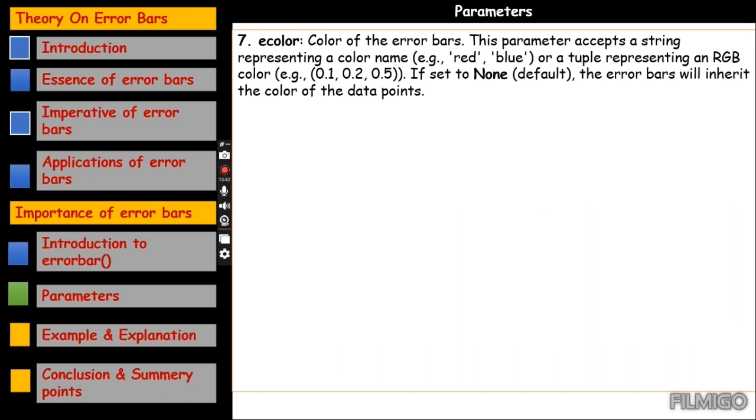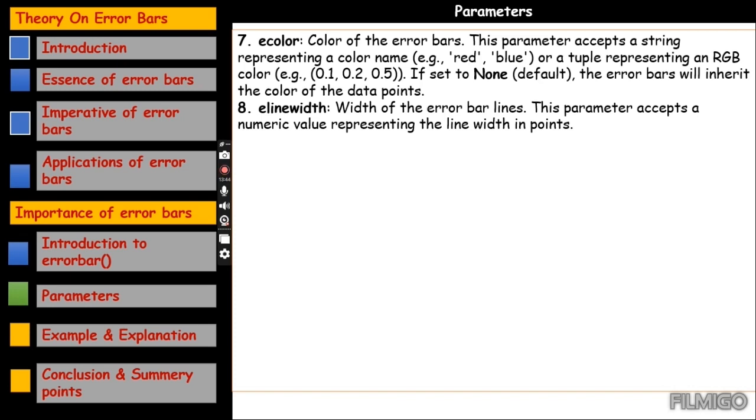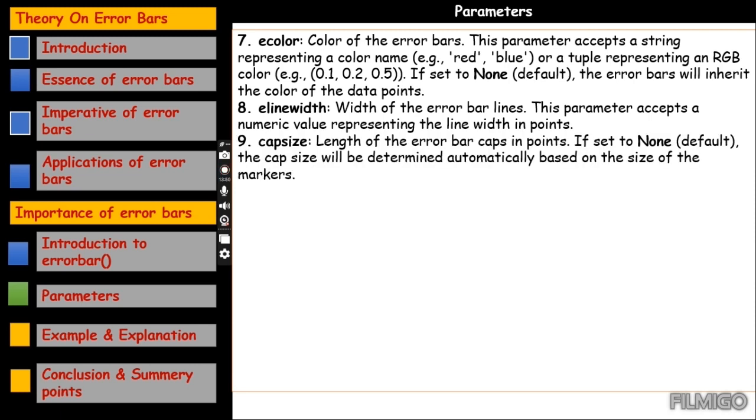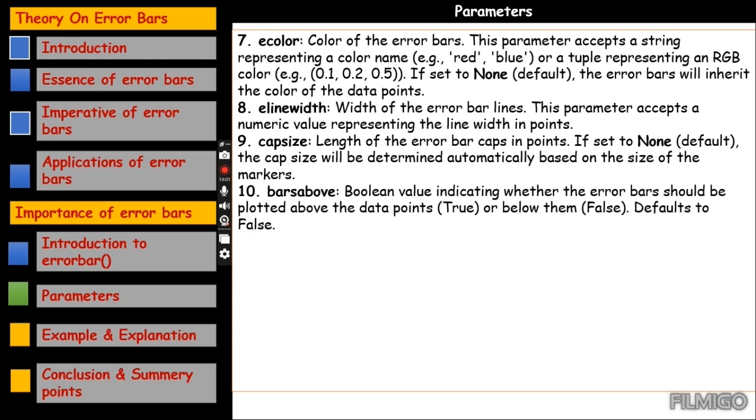elinewidth: width of the error bar lines. This parameter accepts a numeric value representing the line width in points. capsize: length of the error bar caps in points. If set to None (default), the cap size will be determined automatically based on the size of the markers. barsabove: Boolean value indicating whether the error bars should be plotted above the data points (True) or below them (False).